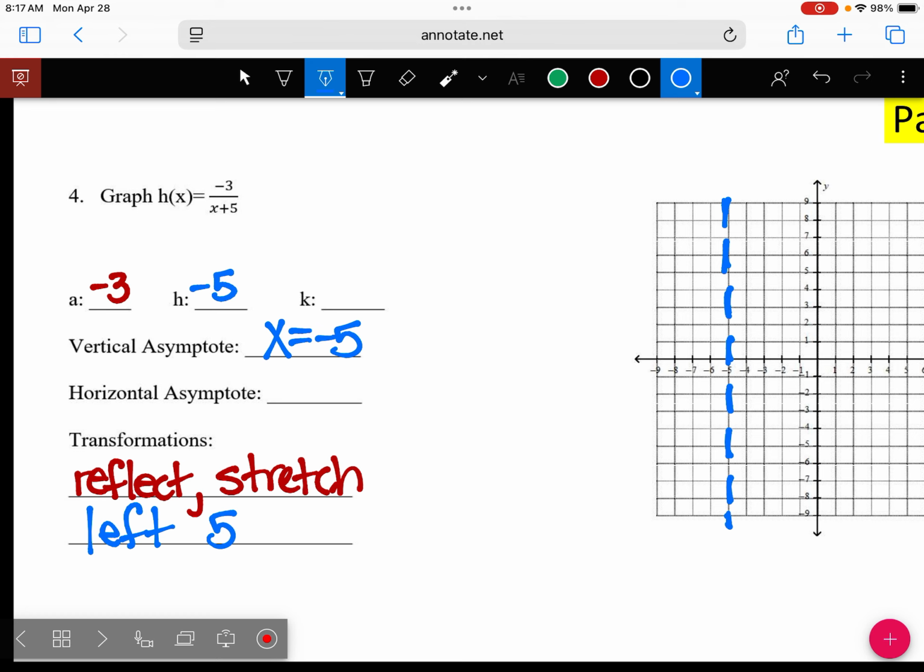What do you think K is? We don't see a number in the back, so. Nope, not 1. What number represents nothing? 0. So K is 0. So we have a horizontal asymptote at y equals 0. So I'm going to draw that in too.